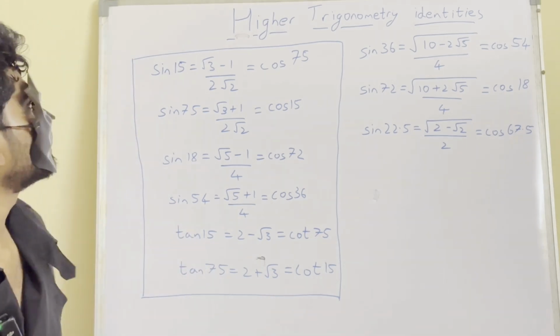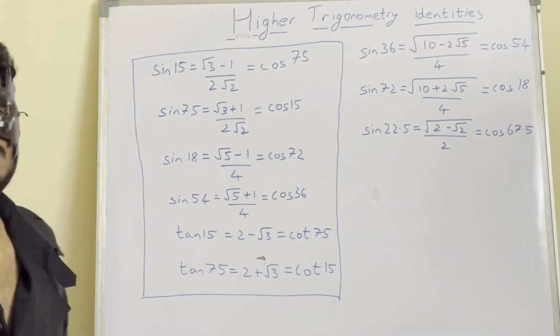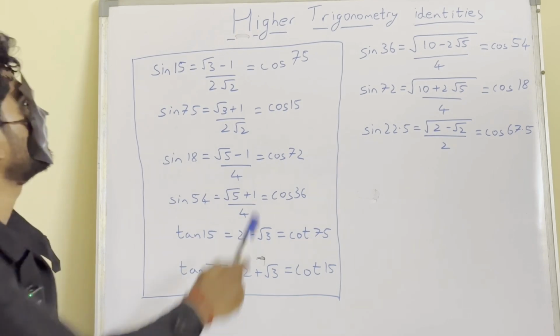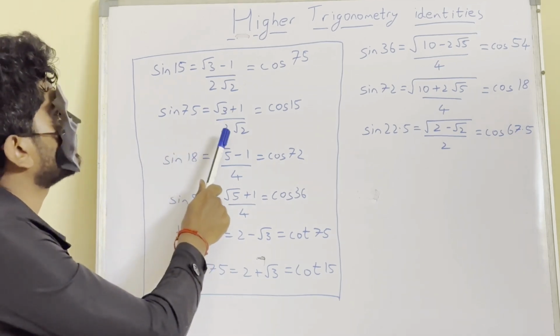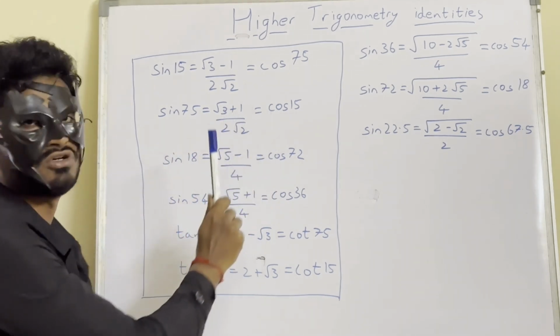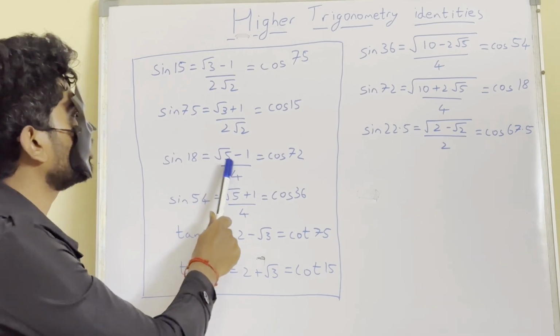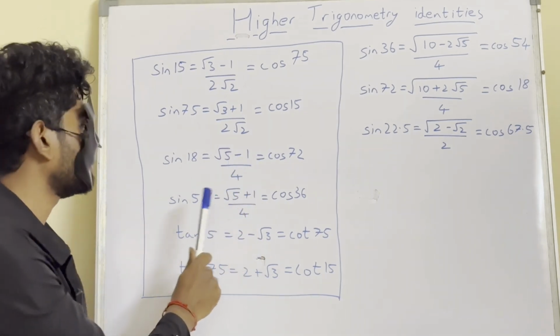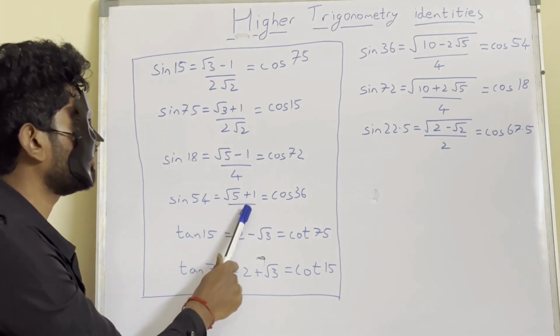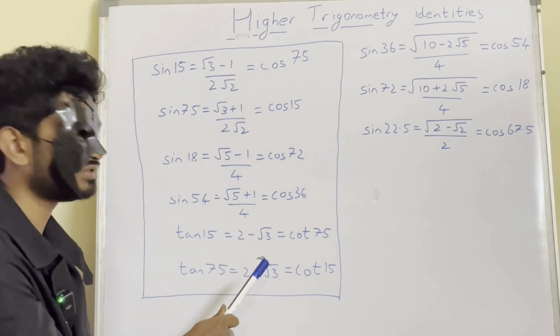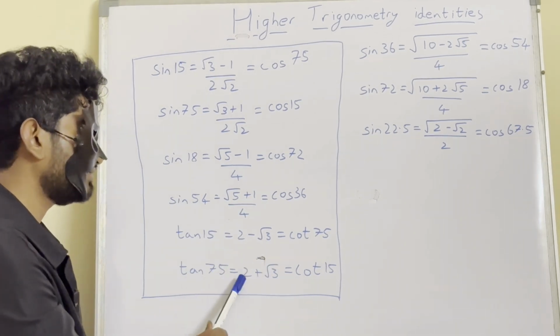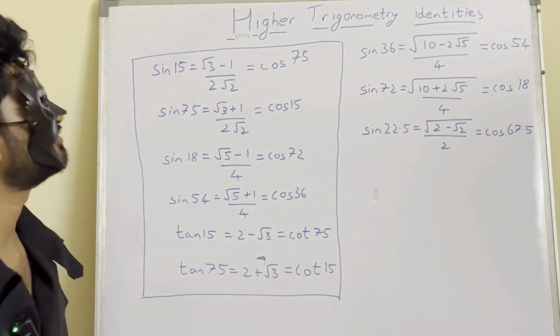So superhumans, other important values which I will recommend you to learn: sin 15 is equal to (root 3 minus 1) by 2 root 2, which is also equal to cos 75. Sin 75 is equal to (root 3 plus 1) by 2 root 2, which is equal to cos 15. Sin 18 is equal to (root 5 minus 1) by 4, which is also equal to cos 72. Sin 54 is equal to (root 5 plus 1) by 4, which is also equal to cos 36. Tan 15 is equal to 2 minus root 3, which is also equal to cot 75. Tan 75 is equal to 2 plus root 3, which is also equal to cot 15.